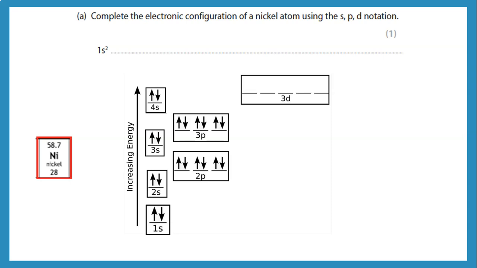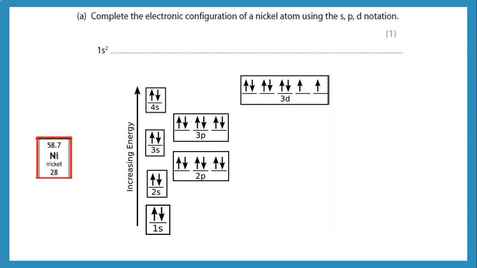I need to put the 8 into the 3d. Now the 3d can take up to 10. But when we fill electrons, we need to put 1 into each orbital first, and then I start to pair them. So I filled 1 into each orbital, and then I still had 3 more, so I put them into the orbitals so that they are paired in 3 of the orbitals, but the other 2 have unpaired electrons.